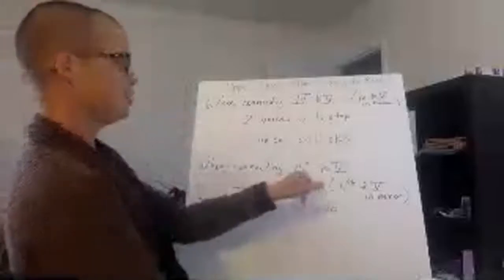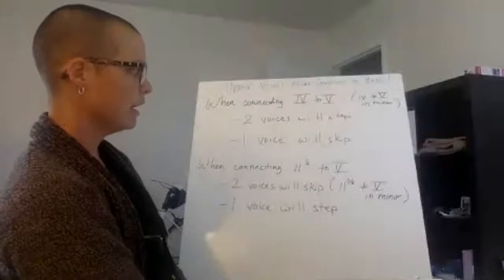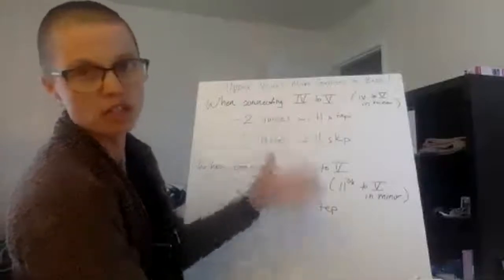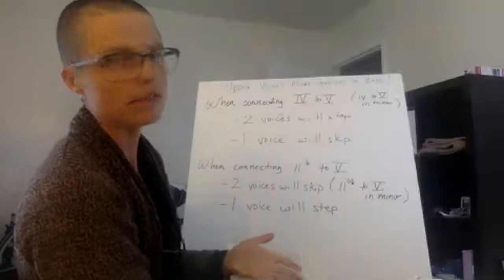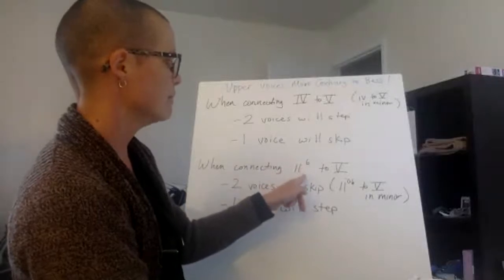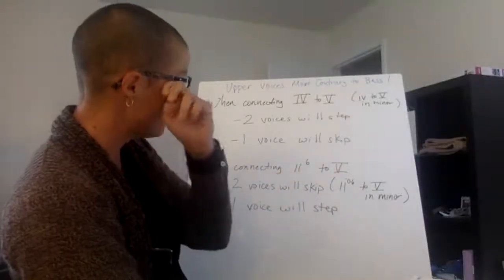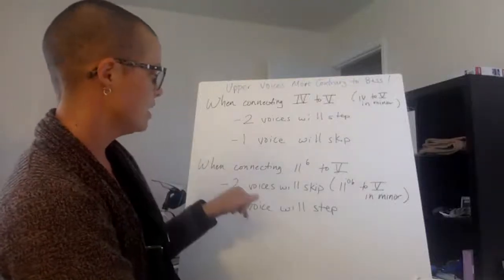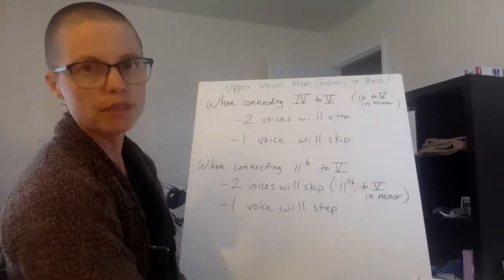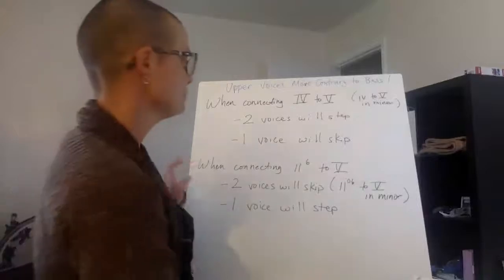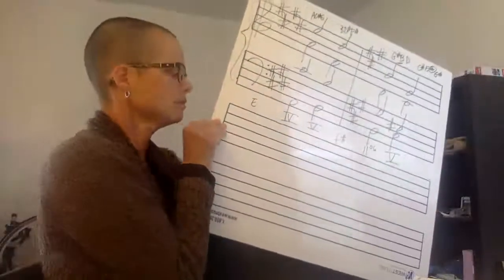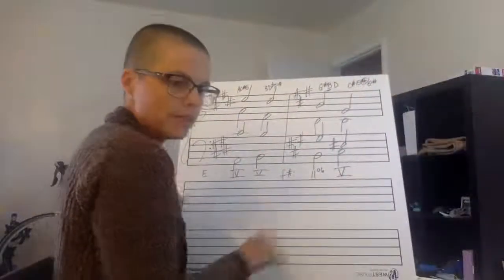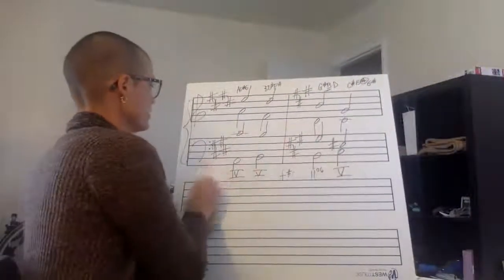When you're connecting 2/6 to 5, and we say that's 2/6 because generally the 2 chord appears in first inversion, it's going to be minor 2/6 to major 5 in a major key, or diminished 2/6 to major 5 in a minor key. 2 voices will skip and 1 voice will step. Okay. So 3 more examples on this exercise.